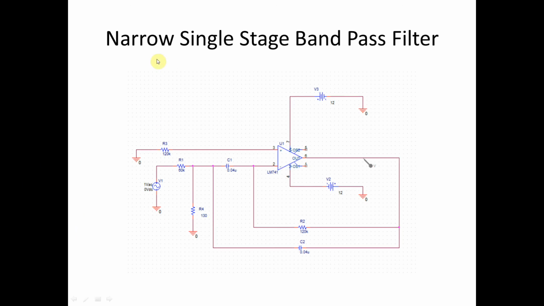Now we will discuss the narrow single stage bandpass filter. The only change between the single stage bandpass filter and the narrow single stage bandpass filter is that we connect this R4 resistor, 130 ohm resistor. That is the only difference. Why do we connect that resistance R4?